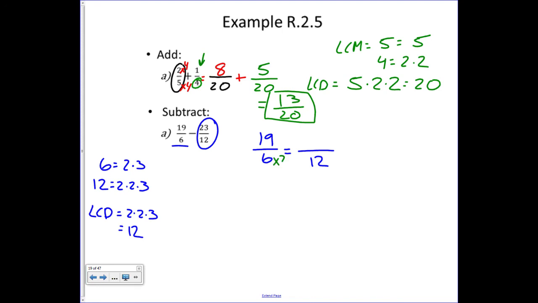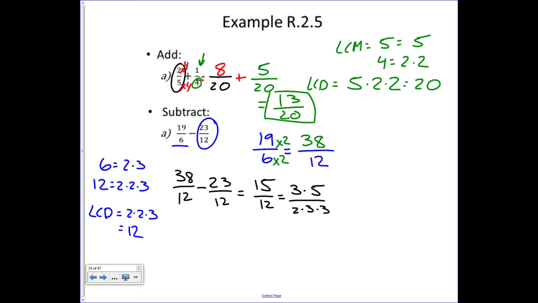Well, 6 times 2 is 12. And so we have to multiply the top by 2. And 19 times 2 is 38. And so what we have now is 38 over 12 minus 23 over 12, which is 15 over 12. And now we can reduce this. This is 3 times 5 over 2 times 2 times 3. The 3's cancel, and you're left with 5 over 4.